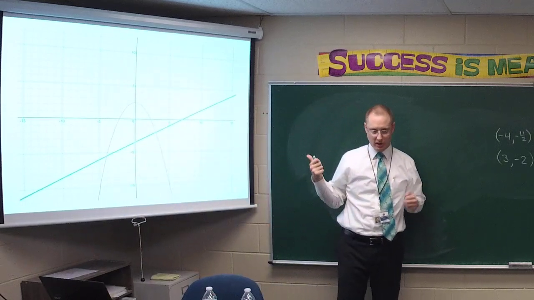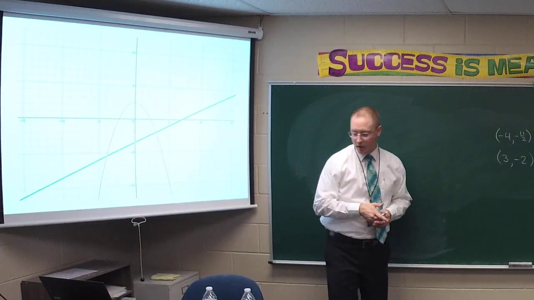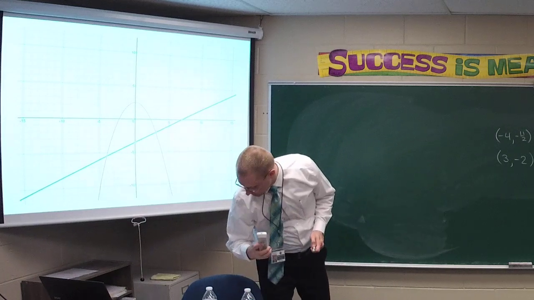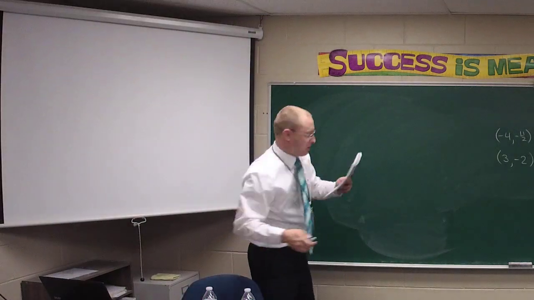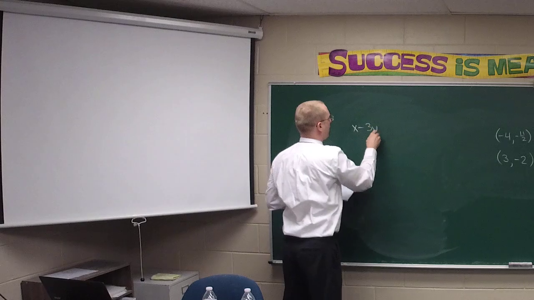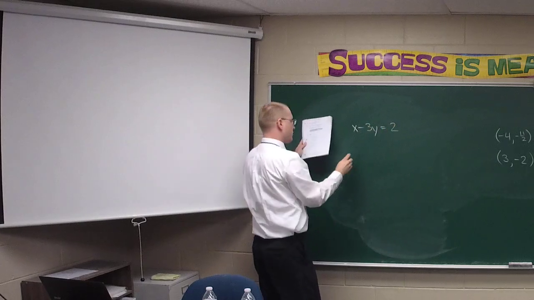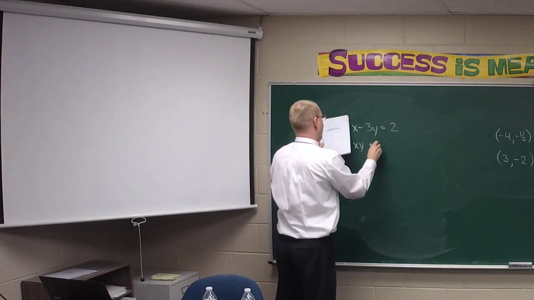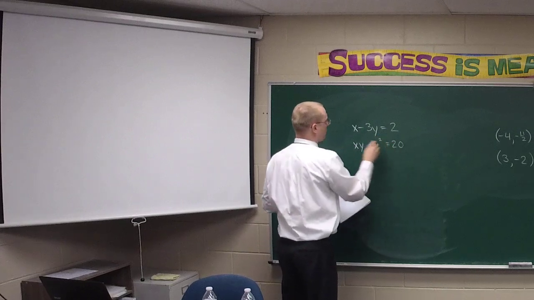Okay? Questions on that? All right, write this next one down. X minus 3y equals 2. And xy plus y squared equals 20.